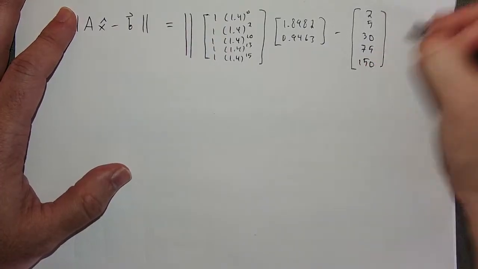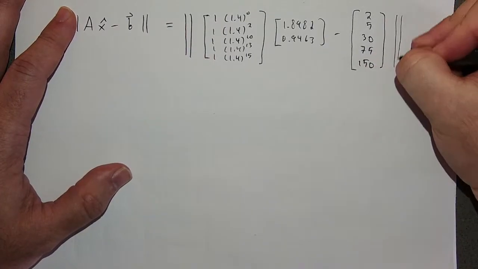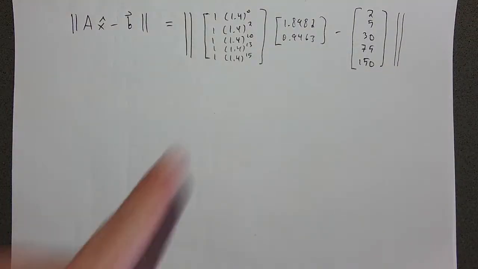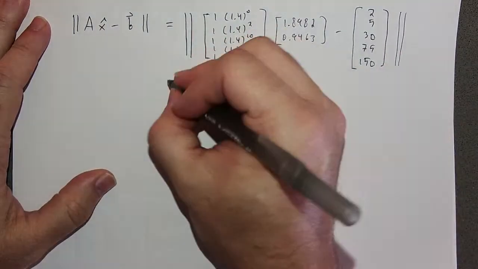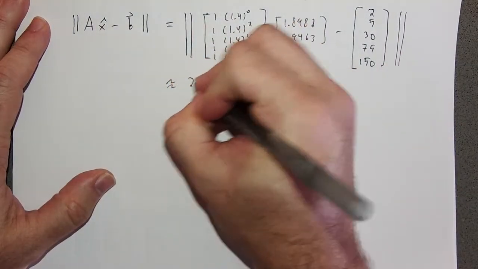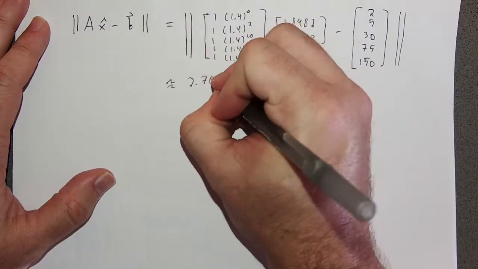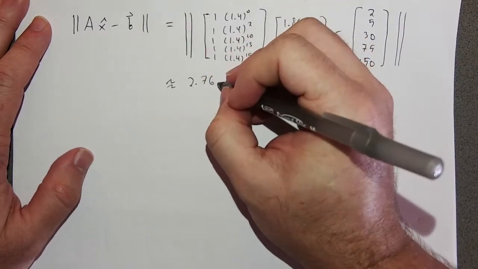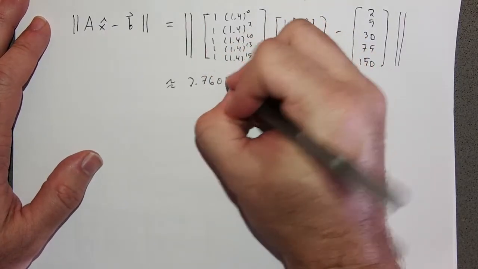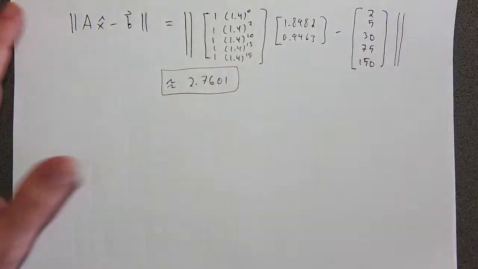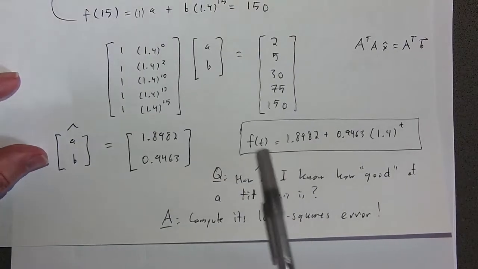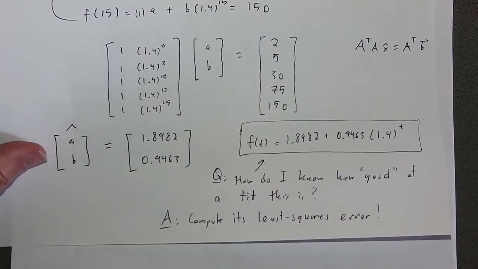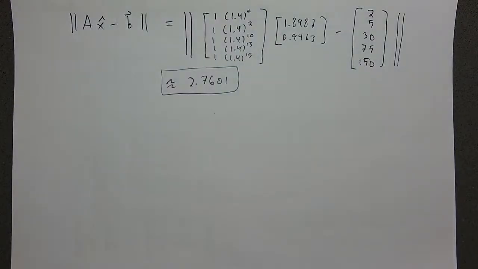Okay, and we know that this minimizes this error among the same type of object, this exponential thing. So what is this error? This is 2.7601. Okay. So this is the least squares error when our choice for model is this exponential thing.